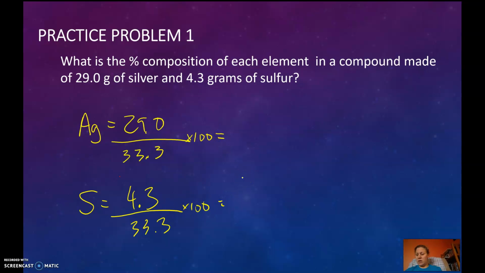And I have to punch this into a calculator. 29 divided by 33.3, 87%. 4.3. And gee, I bet you this one's whatever. 100 minus 87, 0.129, so 12.9, so that'd be 13%. Not so hard. Next practice problem is just another one with a formula.